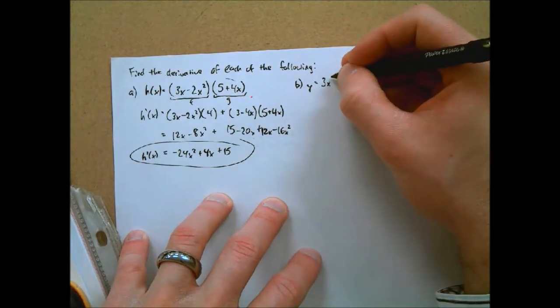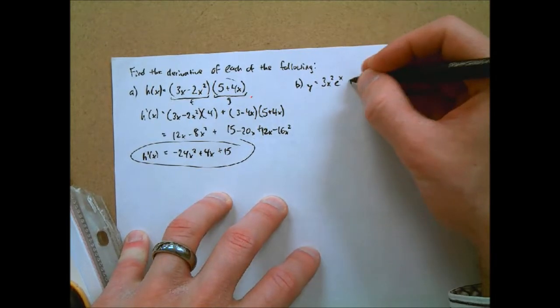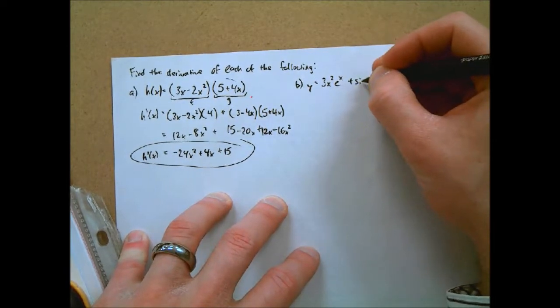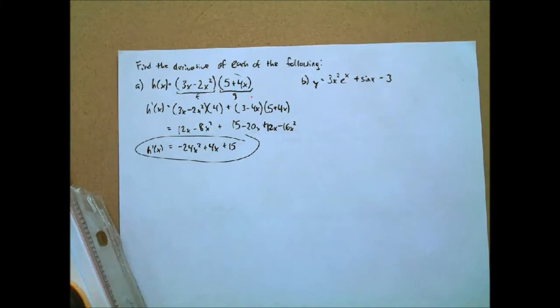Okay, y equals 3x squared e to the x plus the sine of x minus 3. Okay? And I'm going to let you guys try this one here. At least give you a chance to start it, okay?